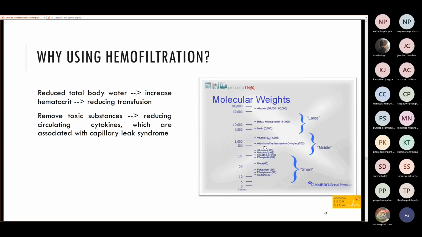So if you see here, the substances can be classified into different sizes, as large, middle, and small. So we need to preserve some substances, and we need to move some substances out also.